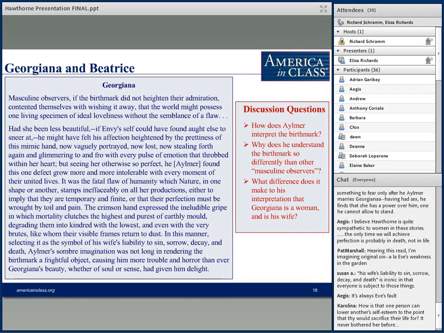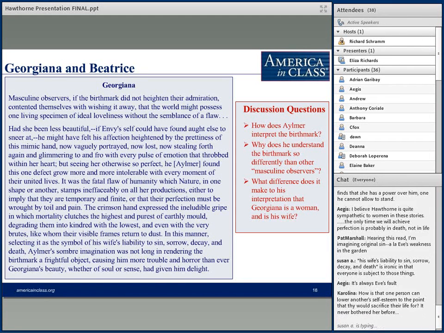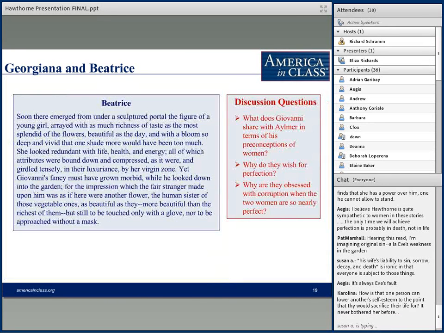It's great. Yeah, so that crimson hand reminds him of his connection to the earth. He desires the body on which that crimson hand appears. Great, yeah.